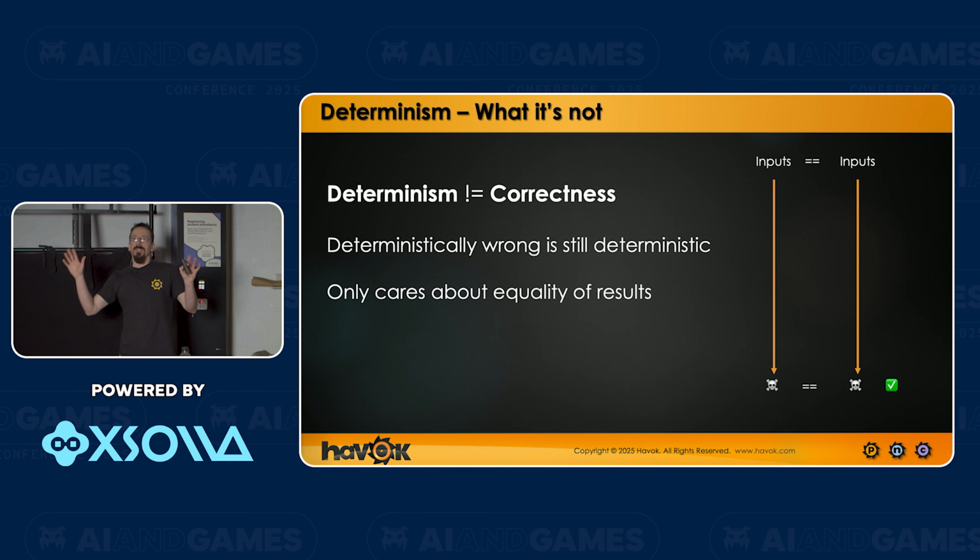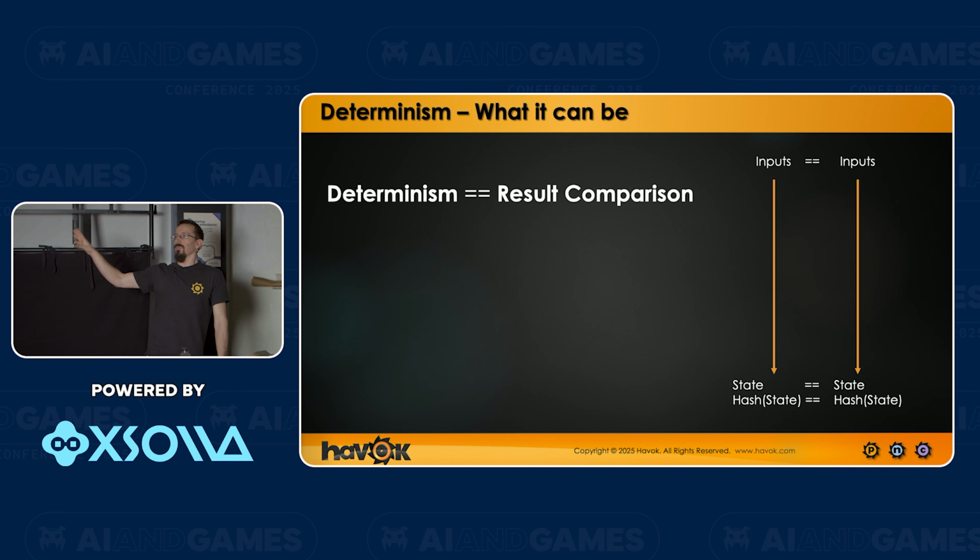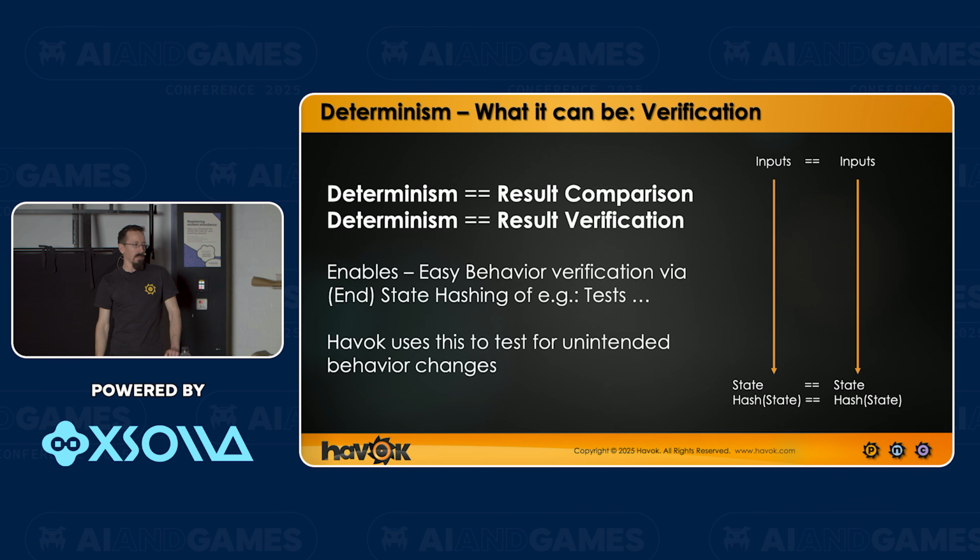So determinism is not correctness. Deterministically wrong is still deterministic. Otherwise, we couldn't repro a bug or anything like this. It would be random. Yeah, it's not correctness. We only care about the results. And determinism is result comparison. If we know an expected result, yeah, we can verify that this result happened.